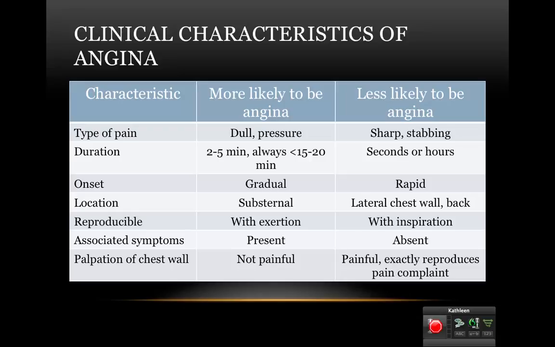Less likely to be angina is painful, exactly reproduces pain complaint, associated symptoms are absent, reproducible symptoms occur with inspiration, less likely to be angina, it occurs in the lateral chest wall or back, onset is rapid, duration is seconds or hours. And again, there's a broad differential, and you have to look at the whole picture before you can make this diagnosis, because way too many patients, based on the data, this does not exclude acute coronary syndrome. So you have to be very careful.